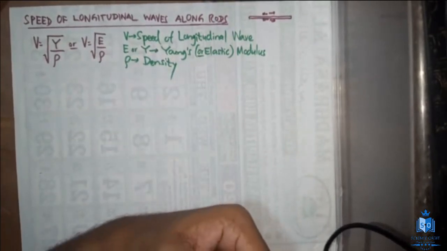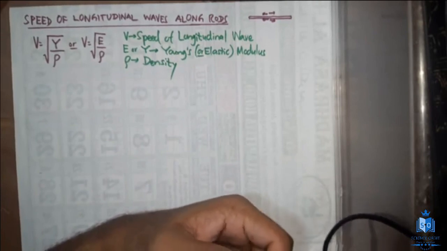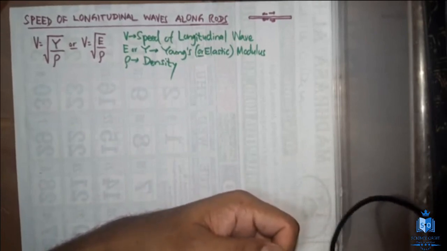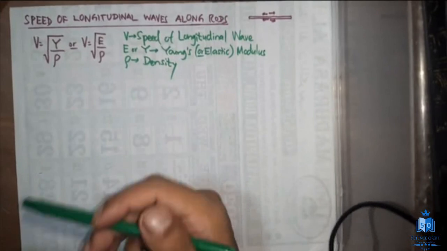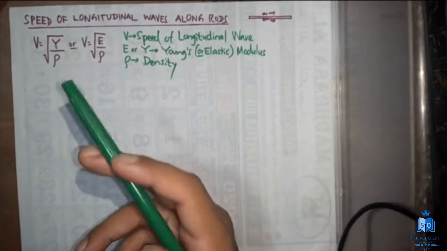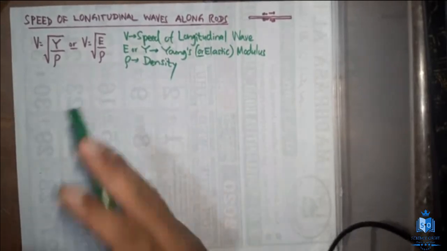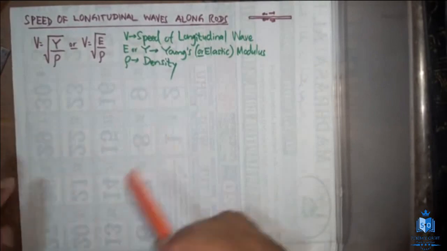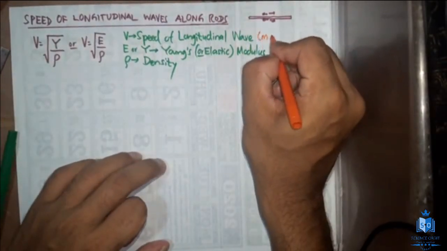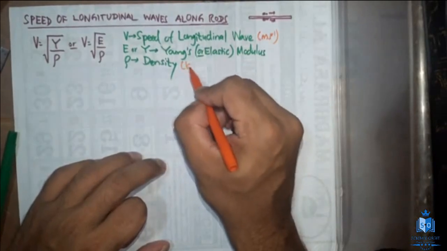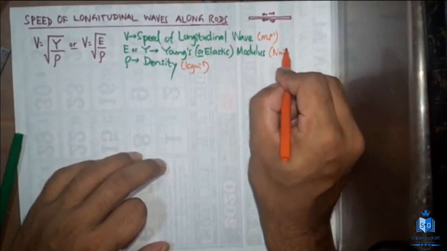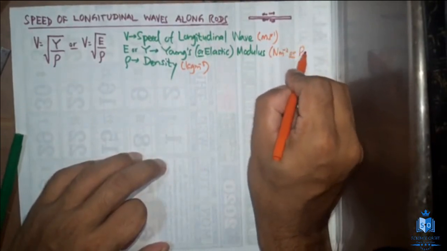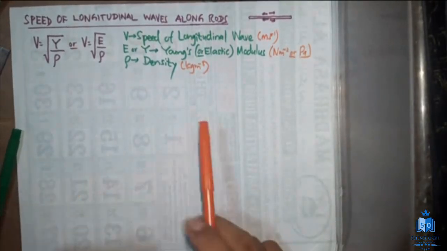Now, iron has a particular density, zinc has a particular density, aluminium, copper, they have particular densities. So that density is a property which depends on the nature of the metal. Likewise, Young modulus also depends on the nature of the metal. Aluminium will have a particular Young modulus value, copper will have a particular Young modulus value. So for speed of longitudinal wave, we know it is going to be meters per second, and for density we already know it is kilograms per meter cubed, kg m^-3, and for Young modulus the unit is newton per meter squared, N m^-2, or they might use pascal also.